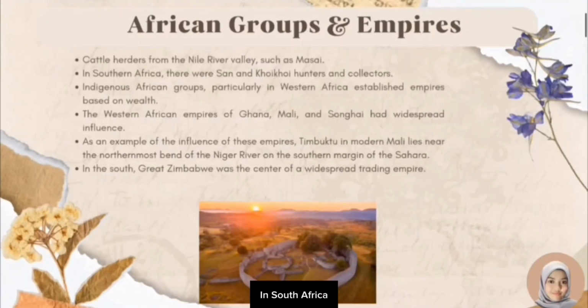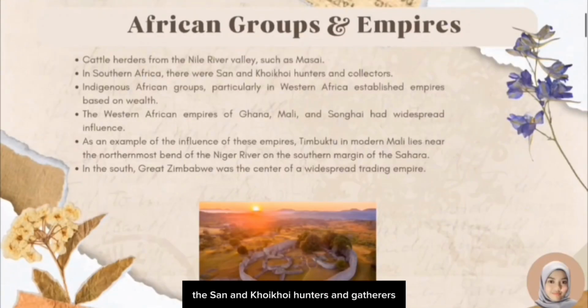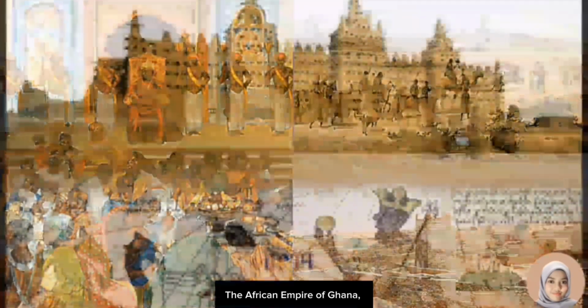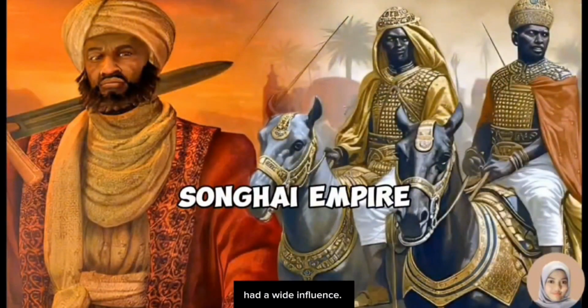In South Africa, the San and Khoikhoi hunters and gatherers were gradually displaced by the Bantu tribes. African indigenous groups, particularly in West Africa, established empires based on the wealth gained by trade in salt, gold, ivory, and slaves. The African empires of Ghana, Mali, and Songhai had wide influence.